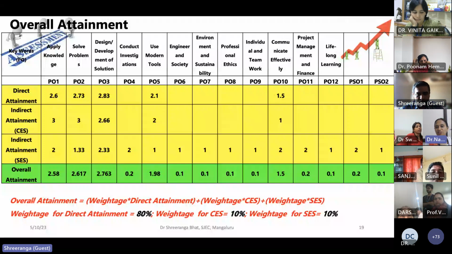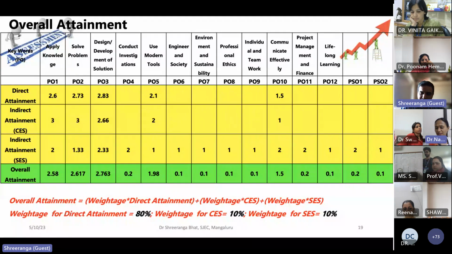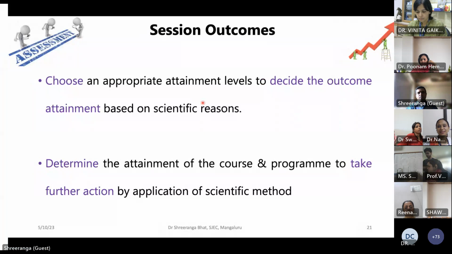So far, no questions in chat, and no one has raised their hand. So we can continue. Actually, sir, Dr. Kajal has raised her hand. Just a minute. Yes, Dr. Kajal, you can ask your question. I have a question.